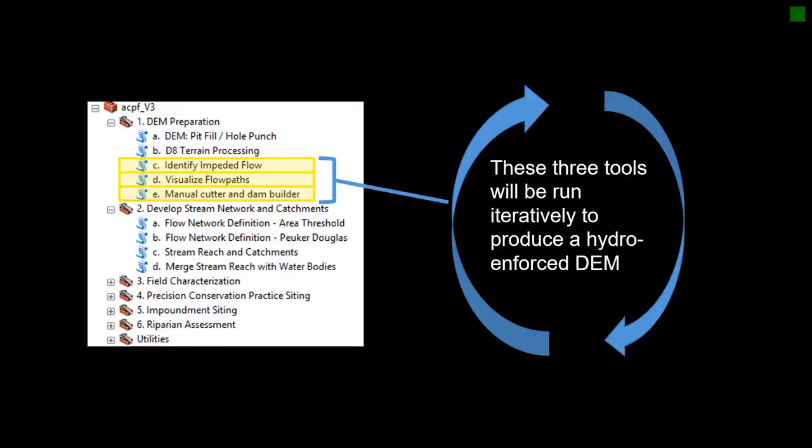The reason we call this an iterative process is because once the manual cutter and dam builder tool finishes running, we'll need to go back and rerun the Identify Impeded Flow tool and the Visualize Flow Paths tool to see if the modifications that we made were enough to correct the errors within the DEM. If not, once again, we'll have to add more cut lines or more dam lines and rerun all three of them again to make sure that these errors have been corrected and we have a finished hydro-modified DEM.